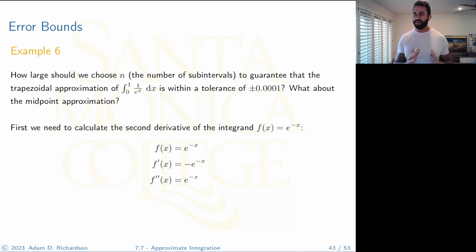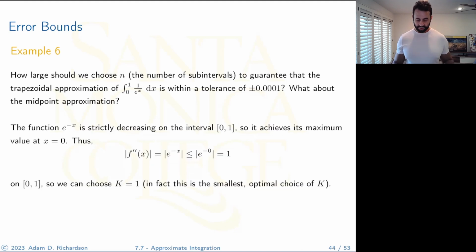That's the goal. And once we find that upper bound, that'll be k. That'll be our k value. So here's how we can do it for this case. This function e to the negative x is strictly decreasing. It's strictly decreasing on that interval from 0 to 1, right? It's going like this. So here's 0, here's 1, and this is e to the negative x.